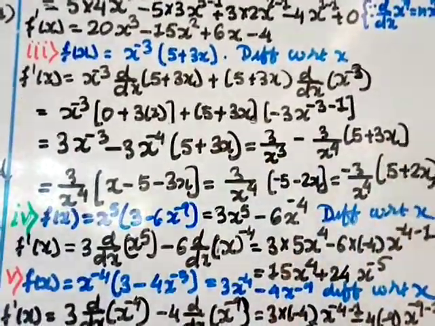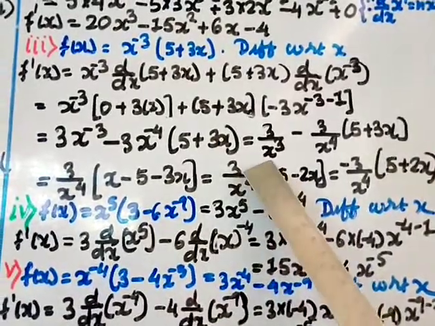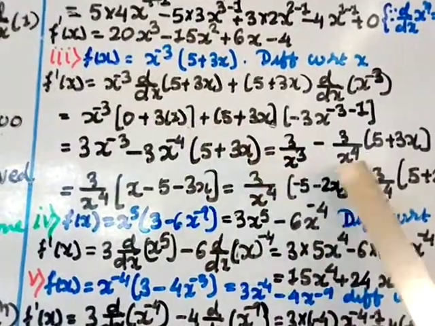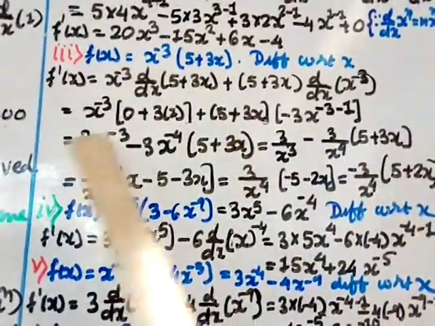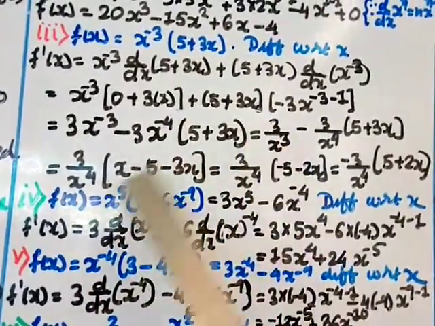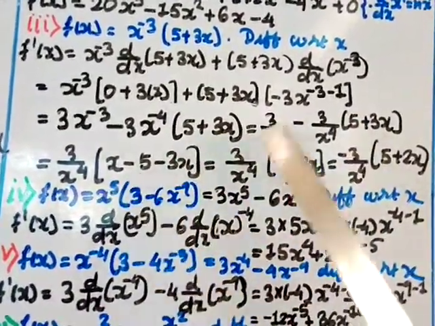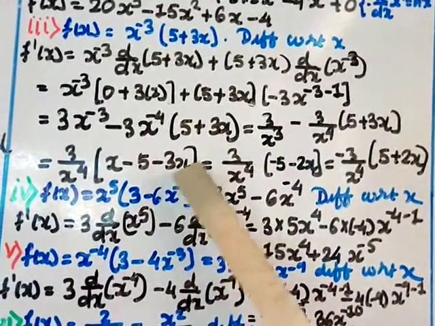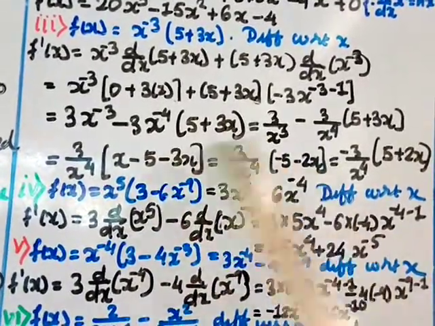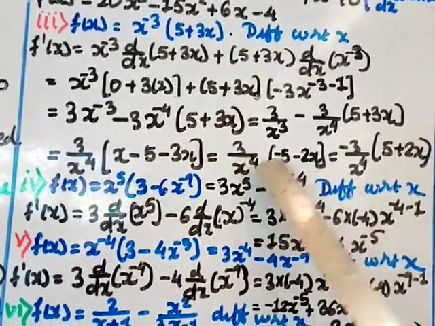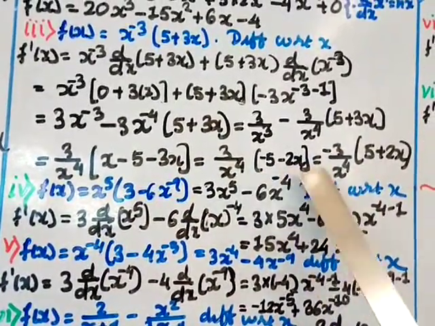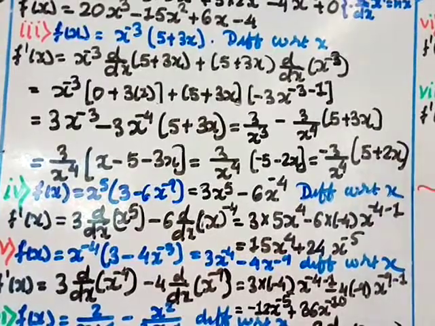Now take LCM here. LCM is x power 4. So here x power 3 is there, so you need to multiply by x here. And these 3 which is common, take out, and the denominator which will be common, the LCM, take out. So we can write it as 3 by x power 4. Multiply here by x. 3 is taken, so here x minus 5. Because of this minus, this plus will become minus 3x, equal to 3 by x power 4. x minus 3x gives you minus 2x, minus 5 as it is, equal to, from here take minus common, so you get minus 3 by x power 4, and this term will become positive as 5 plus 2x.